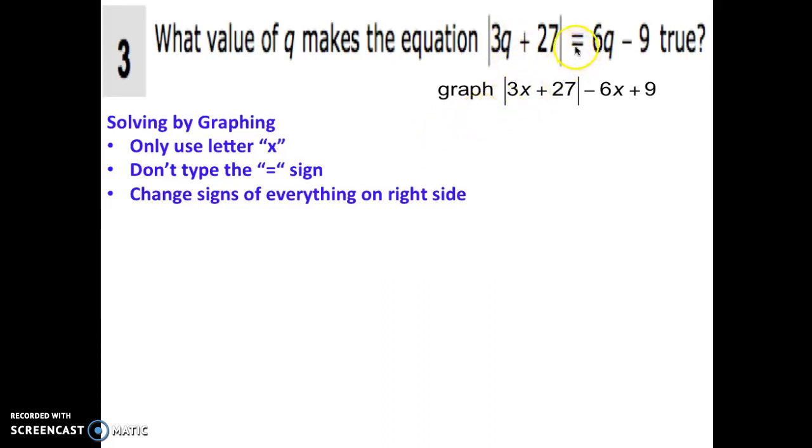You do not type the equal sign, otherwise it will not give you a graph. And you change the signs of everything on the right side. So instead of 6Q, it becomes -6X. Instead of -9, it becomes +9. So find the zeros, find where it touches the X-axis by using menu 5-1.